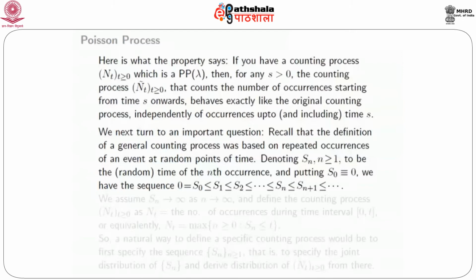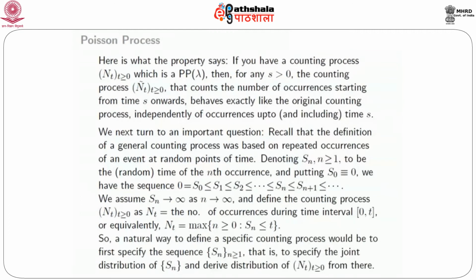Okay, now we turn to an important question. Recall that the definition of a general counting process was based on repeated occurrences of an event at random points of time. Denoting Sn, n greater than or equal to 1, to be the random time of the nth occurrence, and putting S0 identically equal to 0, we have the sequence that we saw in the definition of counting process. We assume that Sn goes to infinity as n goes to infinity, and define the counting process Nt as the number of occurrences during the time interval 0 to t.